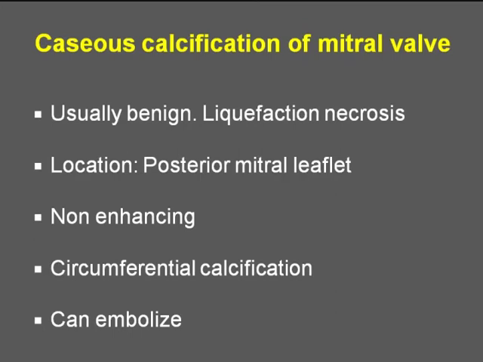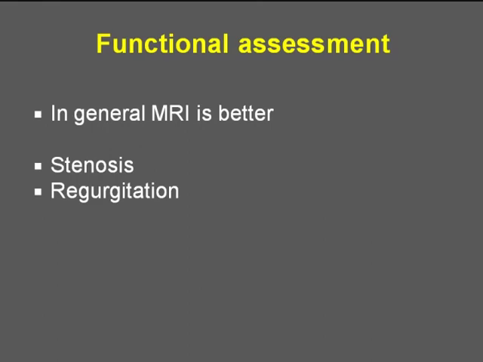Now, most of the time, these lesions are asymptomatic, require nothing, but they can embolize, and in which case they might need operative treatment. And now to the last part of my talk, we'll discuss functional assessment. In general, when you assess function of the valve, MRI is better because it gives more information. So we'll talk about stenosis and regurgitation now.